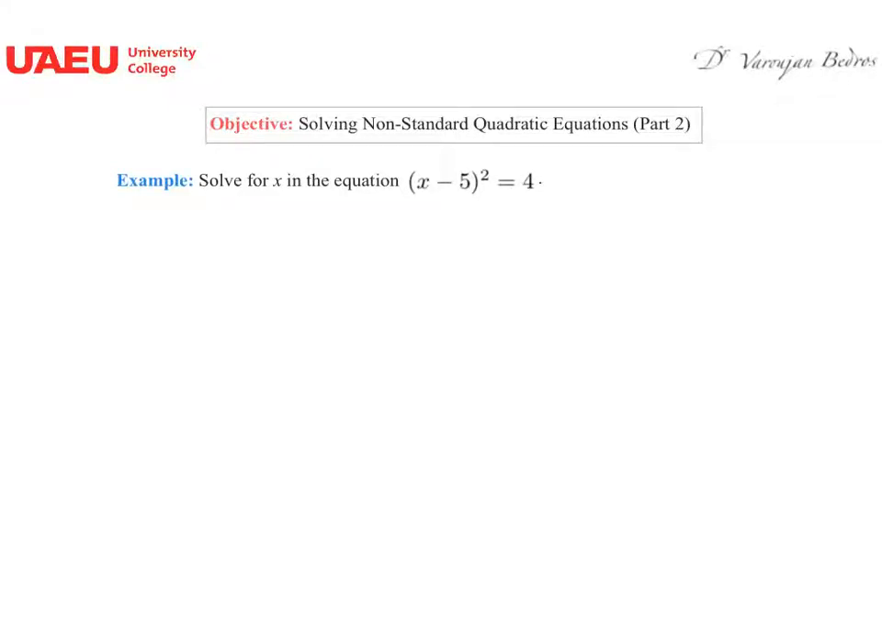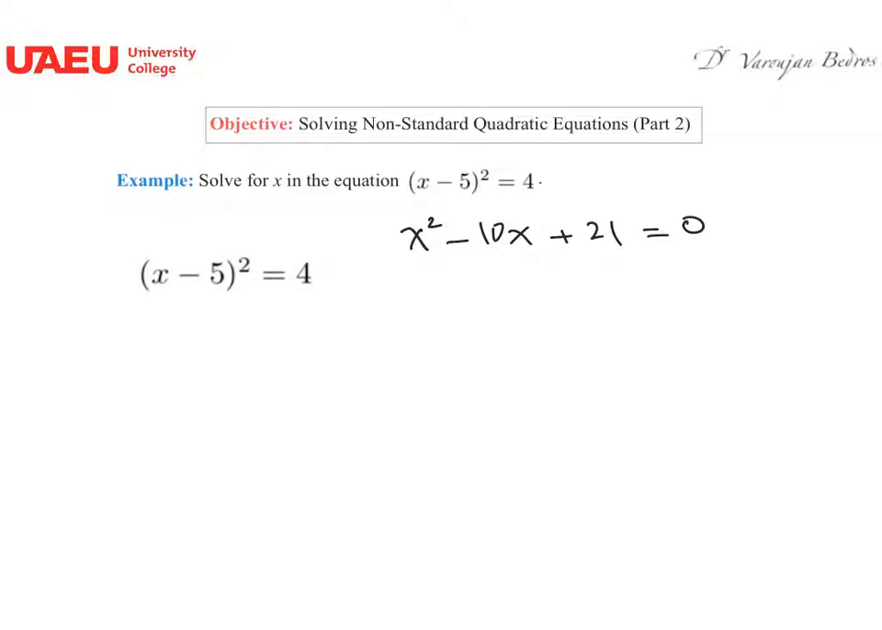In this second part of the video, you will learn how to solve these kind of equations. Of course, you can simplify this equation to get a quadratic equation in its standard form, which is x squared minus 10x plus 21 equals 0. And then use mode 5-3 in the calculator to get the roots of the equation here. But let's learn how to do this without the calculator.